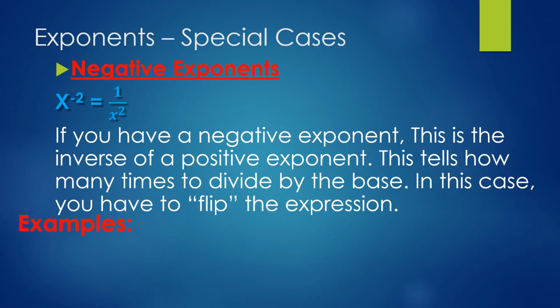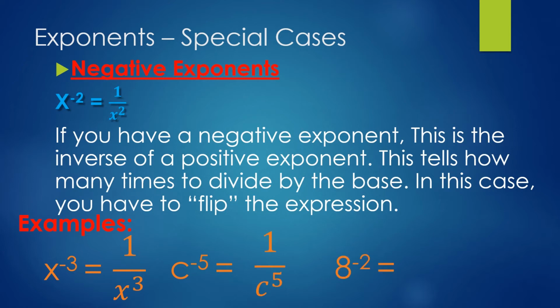So here's some examples. X to the negative 3 would equal 1 over x to the third. C to the negative 5 would be 1 over c to the 5th power. 8 to the negative 2 power would be 1 over 8 squared, which would be 1/64.